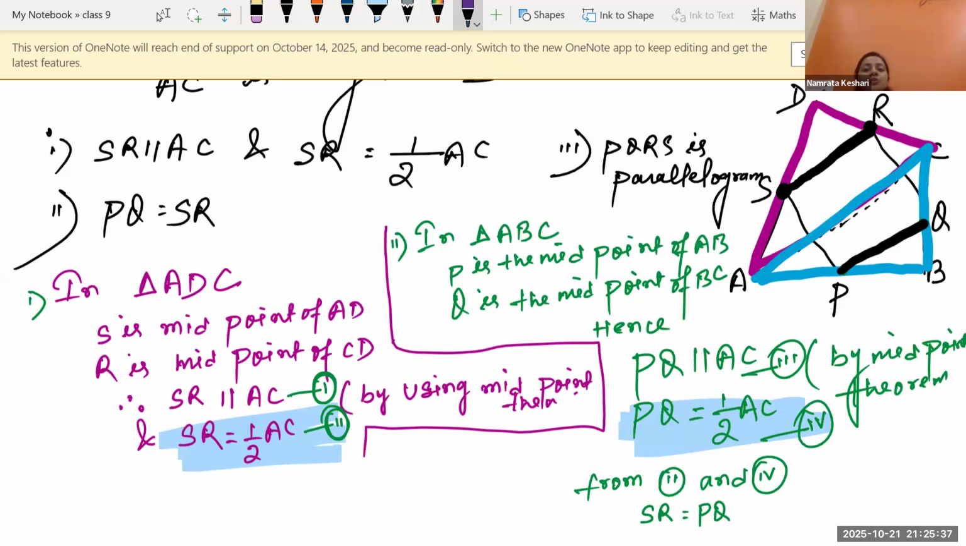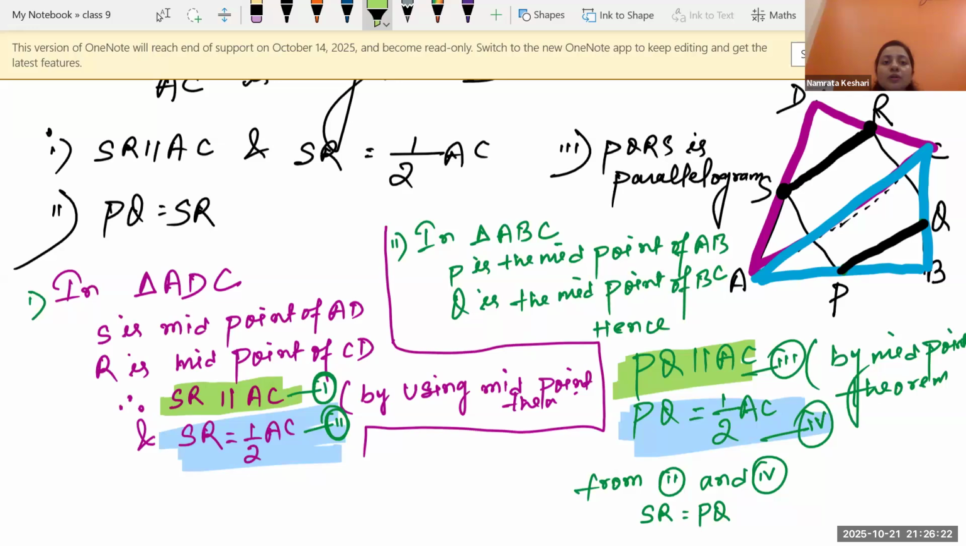Now the third part says: show that PQRS is a parallelogram. So far, by seeing this condition 1, that SR is parallel to AC, and this condition number 3, PQ is parallel to AC. If these two are parallel to the same line, that means these two must be parallel with each other, right? SR is parallel to AC and PQ is parallel to AC. That means SR, PQ, AC all are parallel with each other, right?